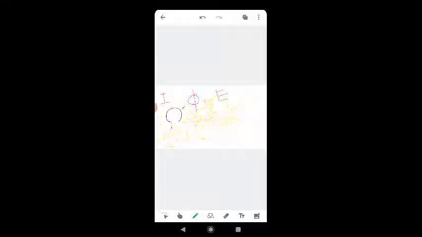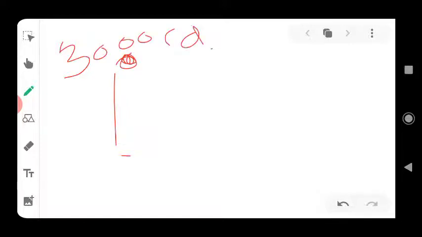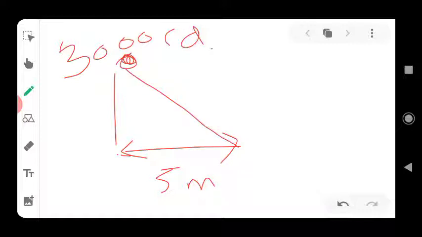See here, in this question it is told that we are having a point source of 3000 candela placed here, and the measurement is taken at 5 meters away from the normal. So the normal is here, and we need to find out the illuminance at this point.